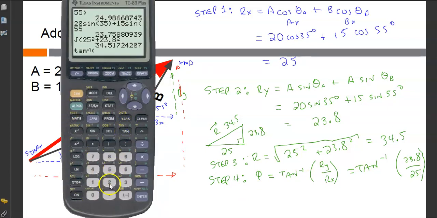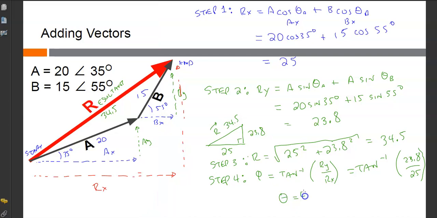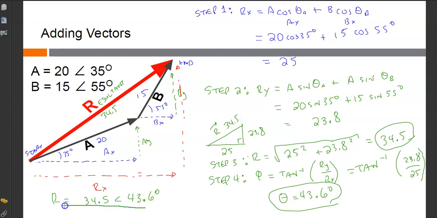Second tangent, 23.8 divided by 25 would be 43.6. Okay? So that's that angle. I don't have to do anything too funny here, so I'm going to just switch that back to theta. That would be my angle. That's my direction. Here's my magnitude. And I could now write that r equals 34.5 for the magnitude at an angle of 43.6 degrees. And that would be a perfectly fine way. That would be the polar notation way to write that.